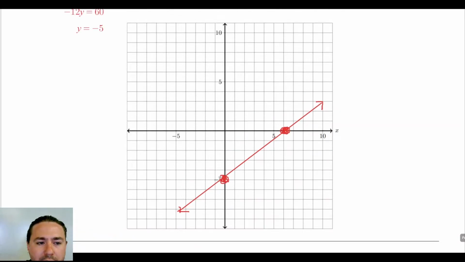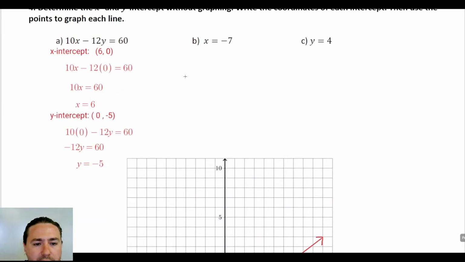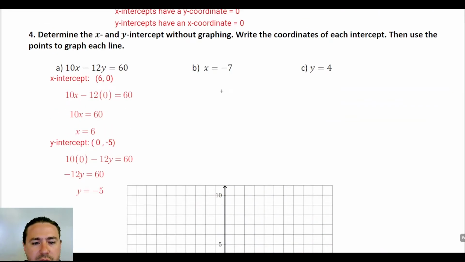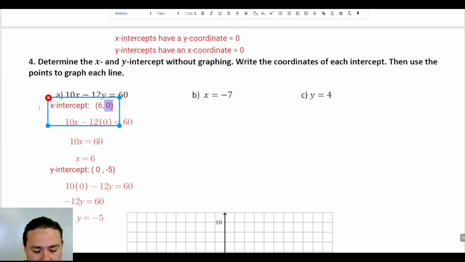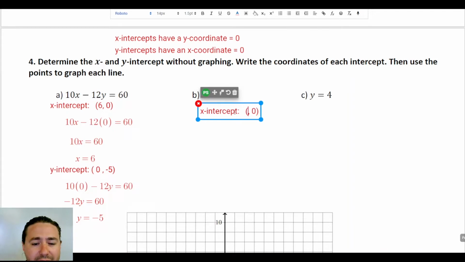Okay, so there's that one. The next one, x equals negative 7. We've talked about this already. When you have x equals a number, that's just going to be a vertical line that crosses through the x-intercept of negative 7 here. So we really don't have to do any work. The x-intercept is going to be negative 7, and because it's a vertical line, it's never going to cross the y-axis, so there will be no y-intercept.